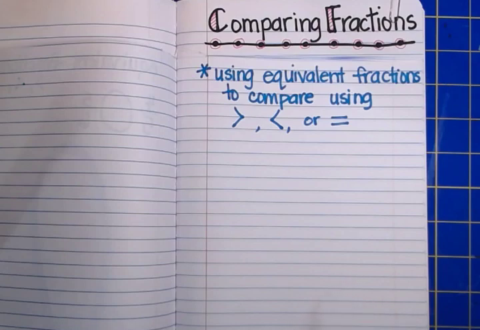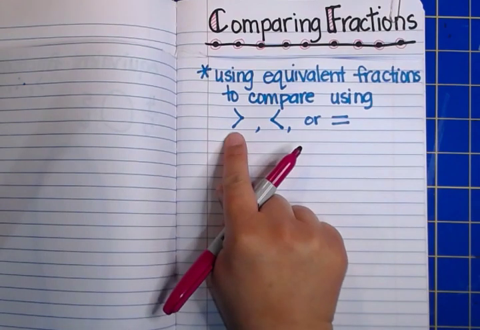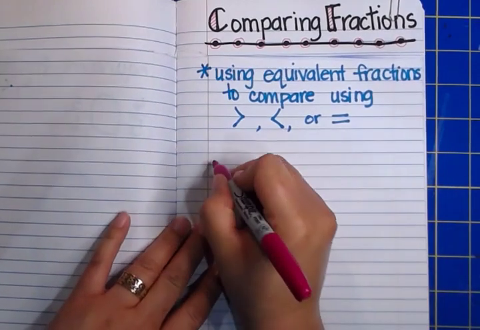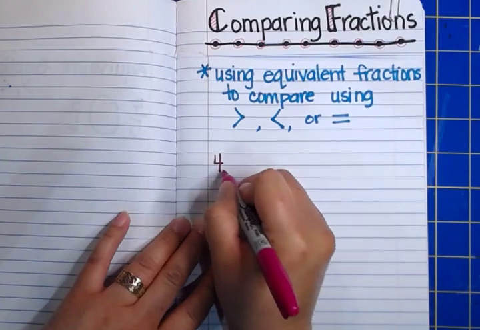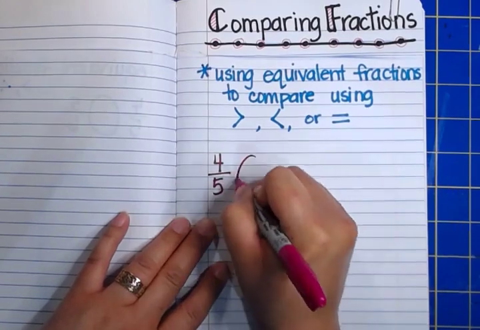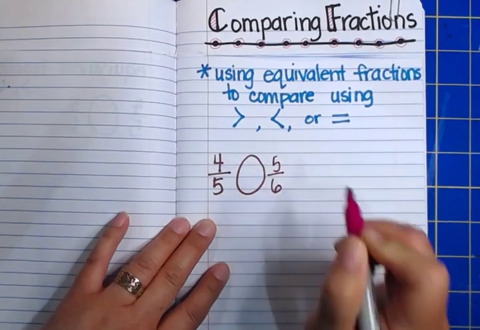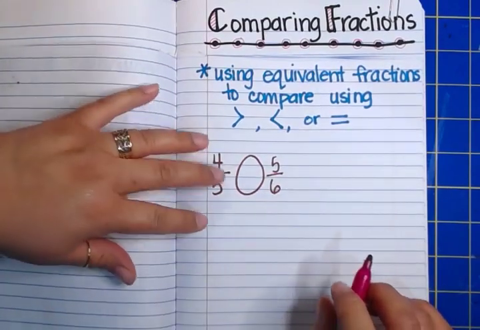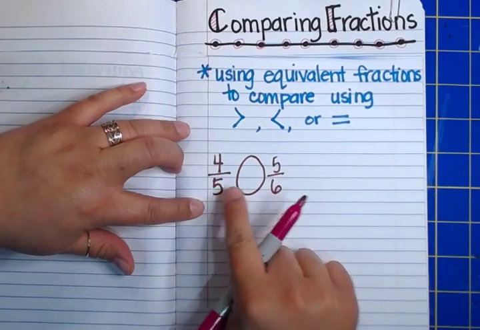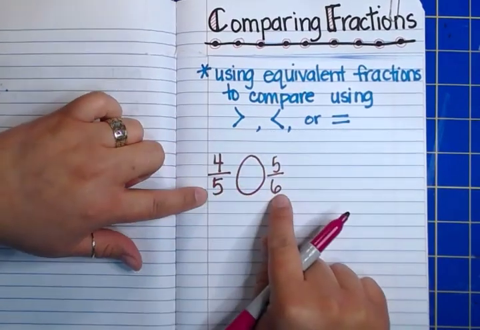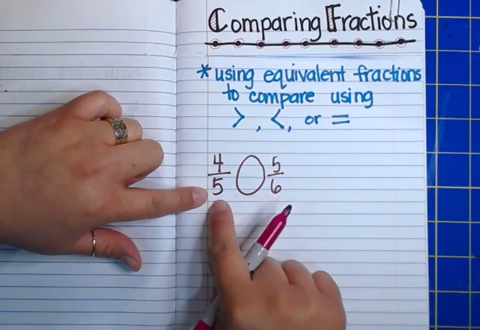Comparing fractions. Today I will be using equivalent fractions to compare two fractions using greater than, less than, or the equal sign. I'm going to start by writing out my fraction. Let's say I have 4/5, and I want to compare that to 5/6. Now, the first thing I need to do is notice that in order for me to compare these two fractions, my denominators have to be alike, and they're not.